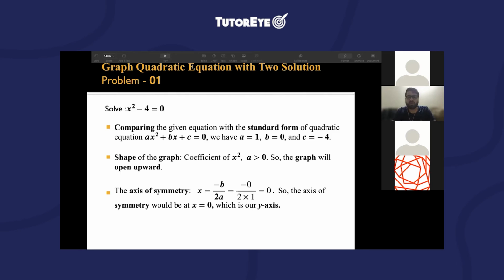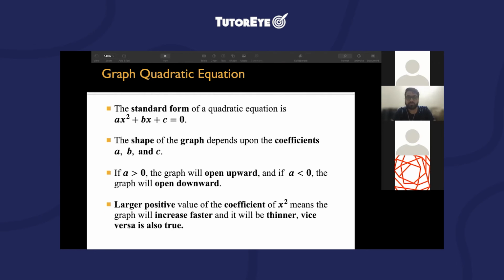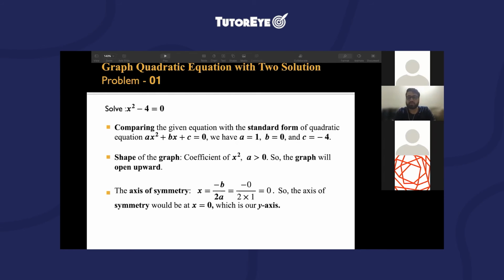Now, as I told you earlier, the shape of the graph will be decided by a. Now a is greater than 0. This means the graph will open upwards, right? So yeah, this is our first conclusion while solving this equation.